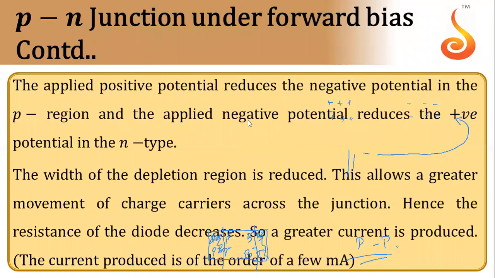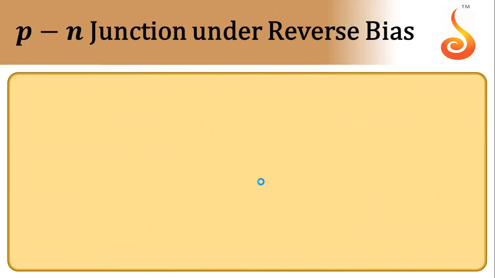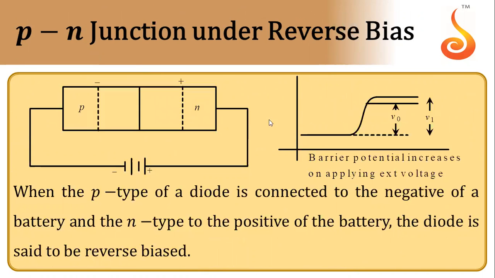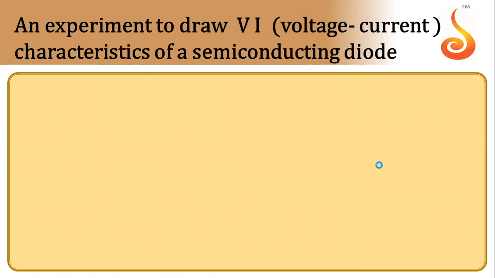This is the same thing. The width of the depletion region will reduce. When this reduces, it allows a greater movement of charge carriers across the junction, and hence the resistance of the diode decreases. Next will be the curve.